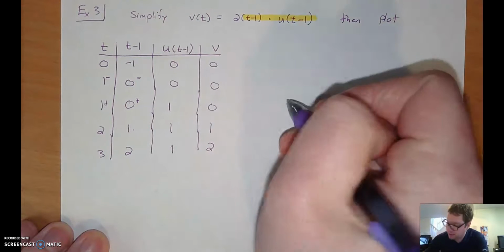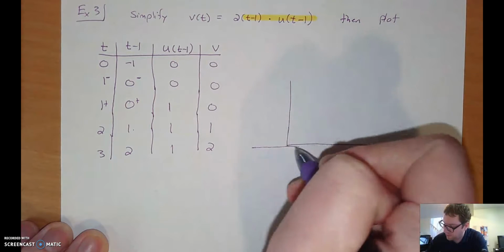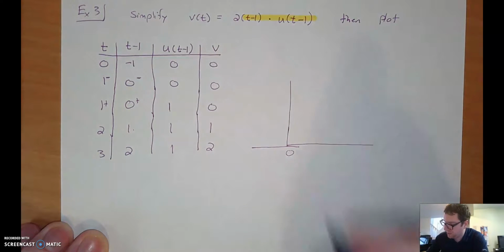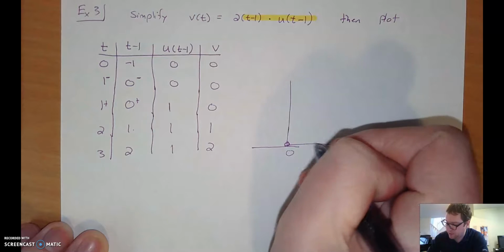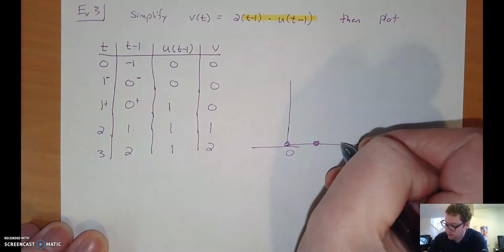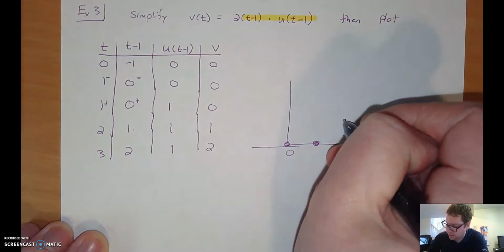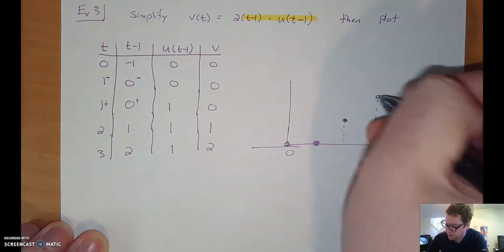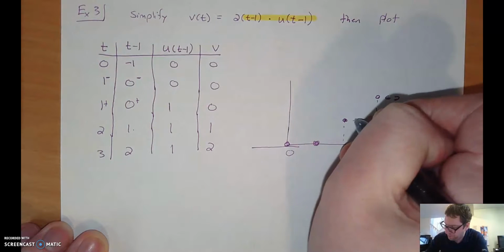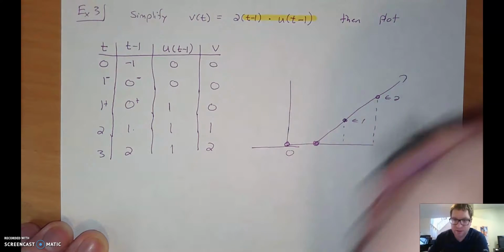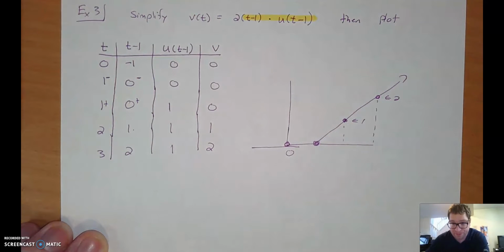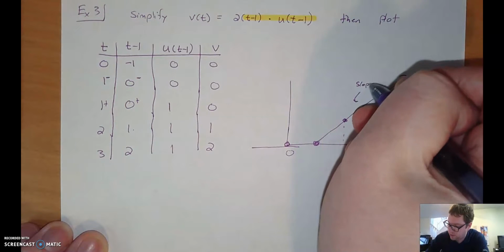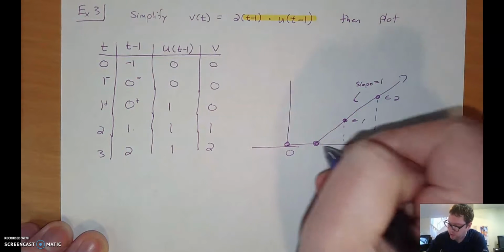So if you plotted this, say we had 0, then what would happen? Well, we know we have nothing at 0. We have nothing at 1. When I get to 2 seconds, I'm going to be up here at 1. And when I get to 3 seconds, I'm going to be up here at 2. So this looks like a ramp function, a ramp function with a slope of 1, because we have a rise of 1 and a run of 1.